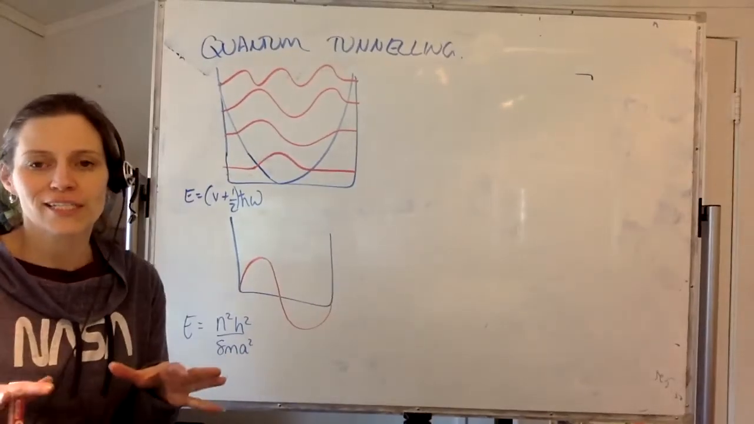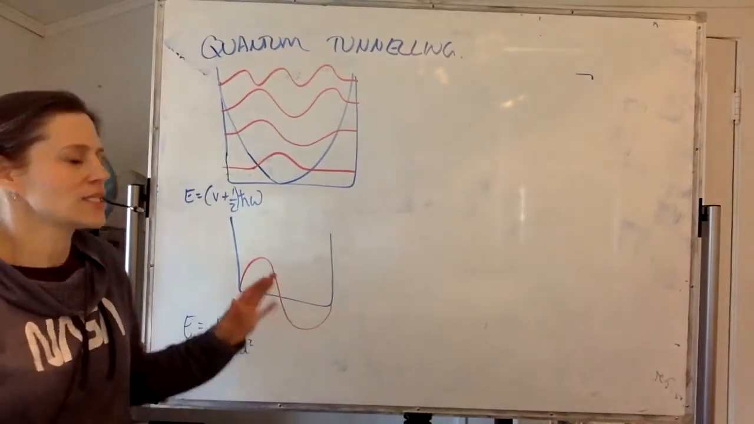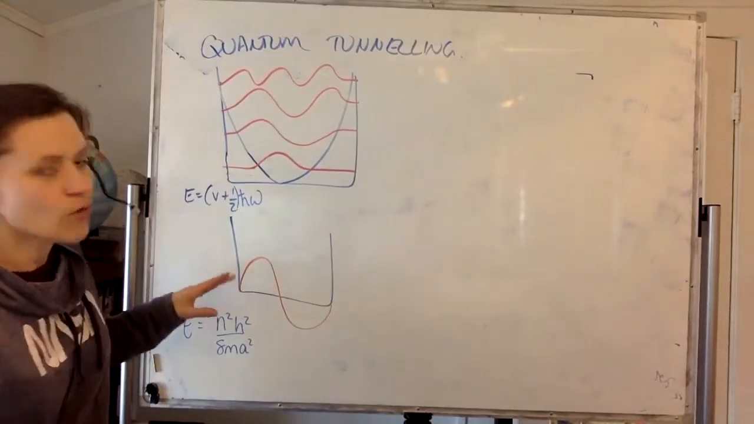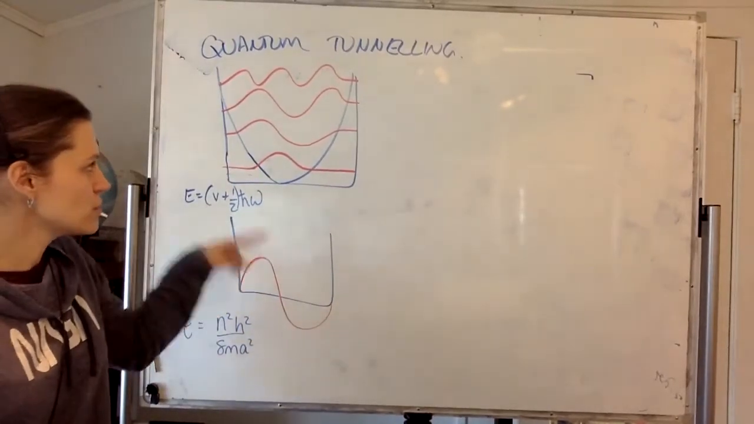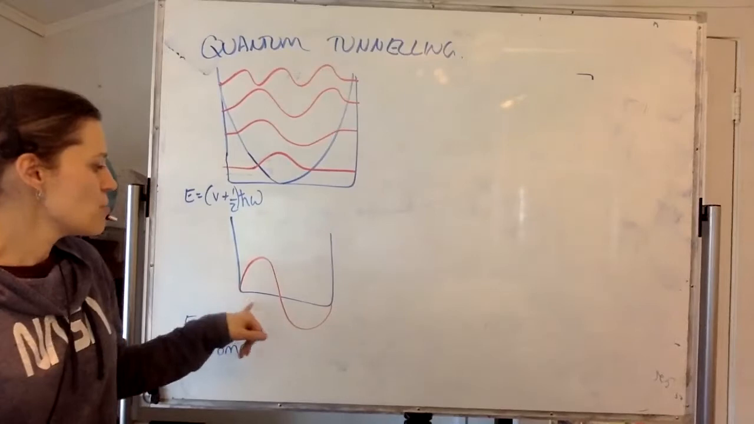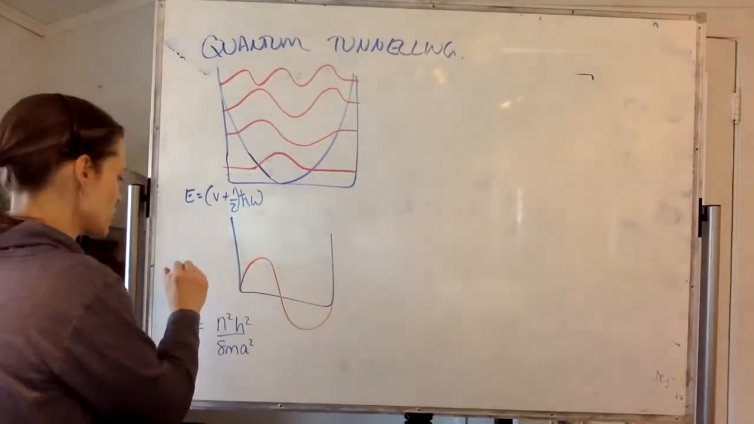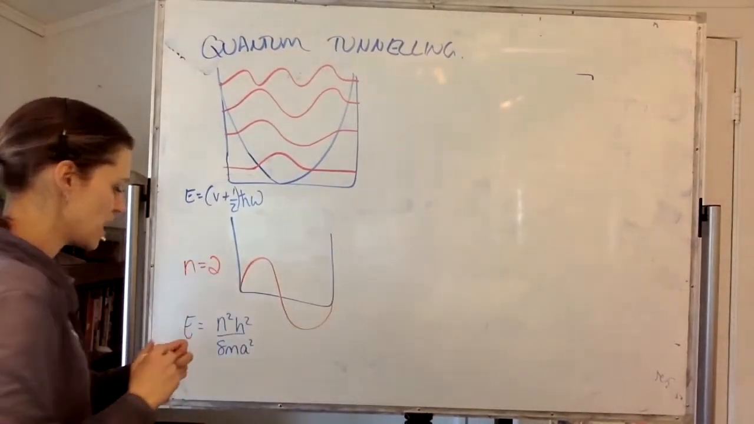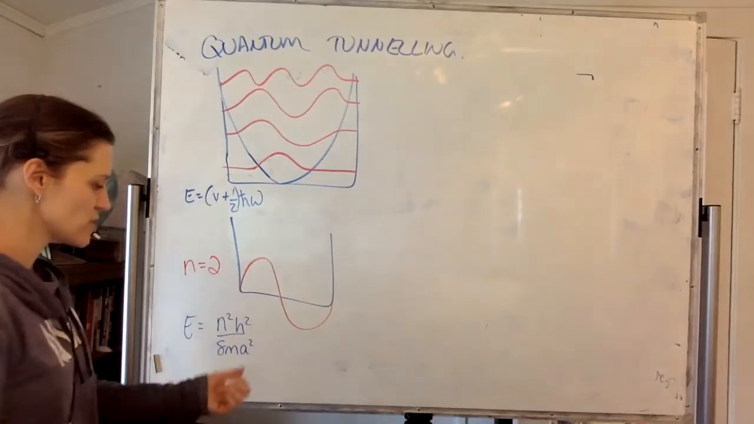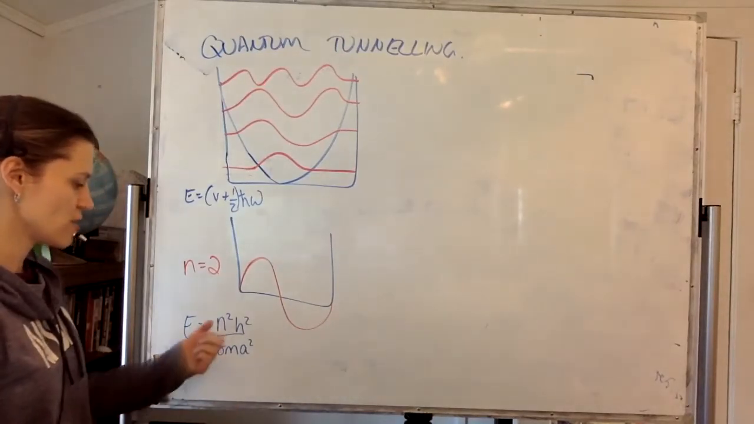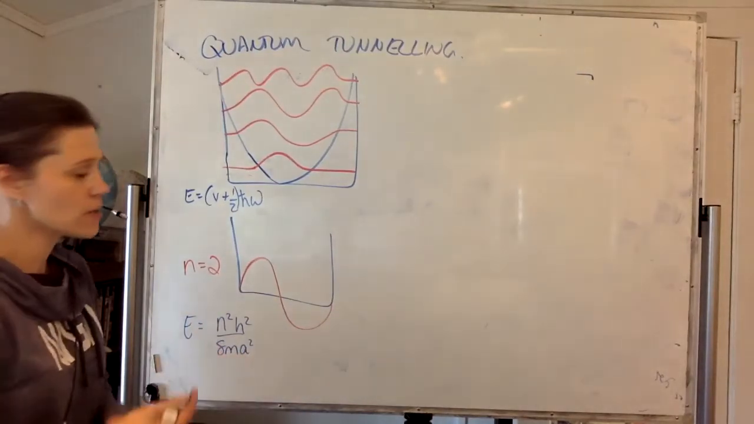Okay, a real quick side step into quantum tunneling. So we've got two different quantum systems that we've looked at so far, particle in a box and harmonic oscillator. For the particle in a box, I'm showing the n equals 2 quantum state, and the wave function that we get has an energy associated with it of n squared h squared over 8ma squared.